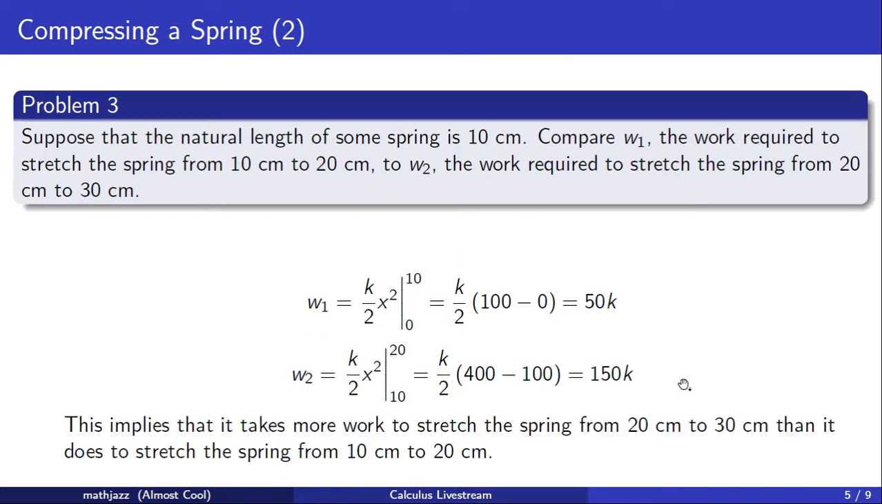And what this says is that it takes more work to stretch the spring from 20 centimeters to 30 centimeters than it does to stretch the same spring from 10 centimeters to 20 centimeters, if 10 is the natural length of the spring. And this is independent of k. So, however stiff your spring is, you're still going to get the fact that it's easier to stretch or compress the first 10 centimeters than to stretch or compress the next 10 centimeters.